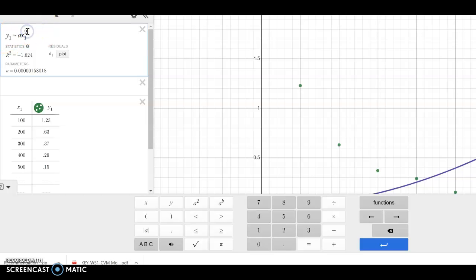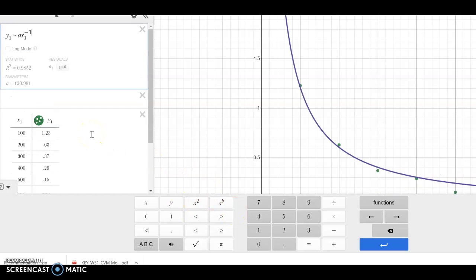not x squared, but we push the square button down here. And then we sort of back it up and put in a -1. Oh, look at that. So pretty. Just popped it right in there.